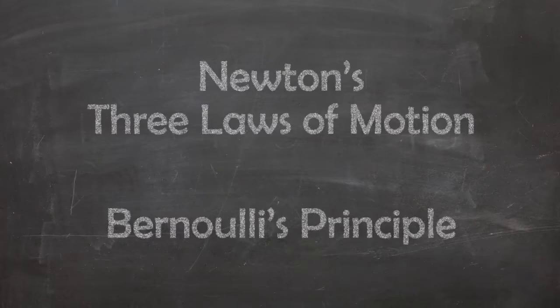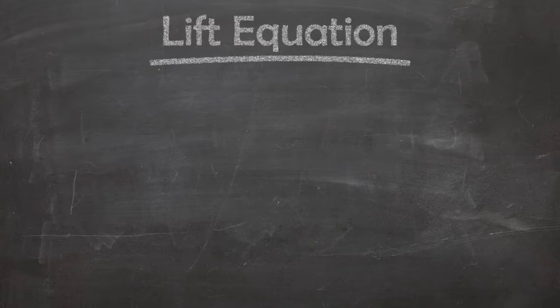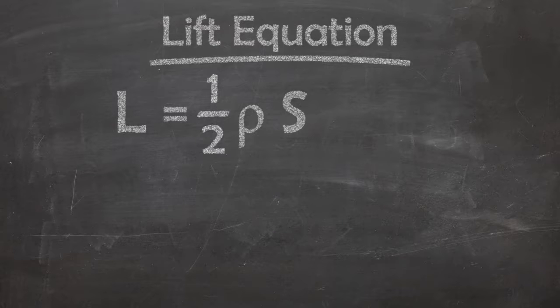Now that we've covered the two theories behind lift, let's discuss all the factors that determine how much lift is produced. The best way to discuss this is through the lift equation. Don't worry though, this isn't a math lesson. Lift equals 1/2 times the air density times the surface area of the wing times the airplane's velocity squared times the coefficient of lift. For the most part, this should be fairly straightforward.